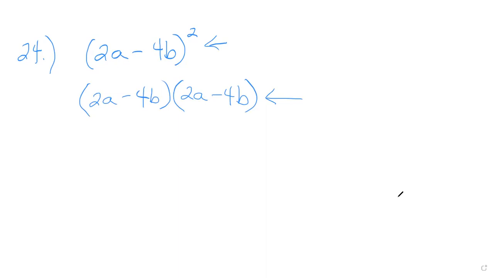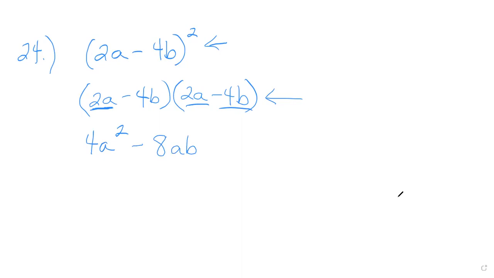So let's go ahead and multiply this out. Again, if you want to use the FOIL method, you can, because it's a binomial times a binomial. I'm going to do it the same way I've been doing those other problems. I'm going to take this 2a and give it to both of these terms. So I'm going to multiply. 2a times 2a is 4a squared. 2a times negative 4b is negative 8ab. So I am now done with the 2a.